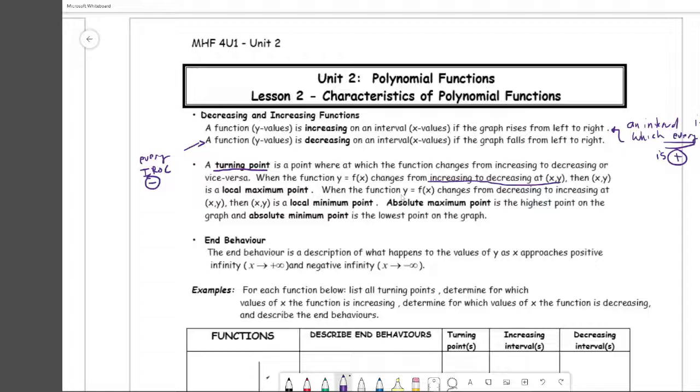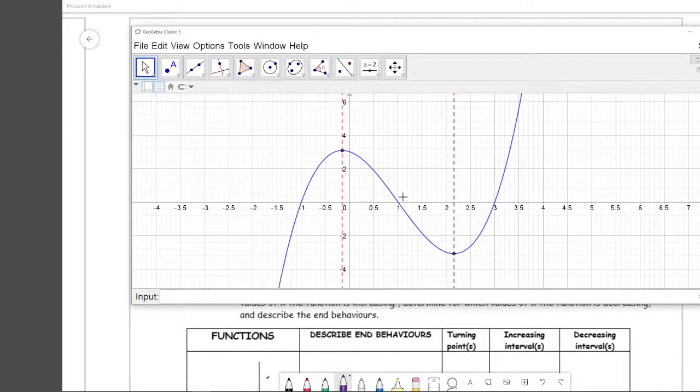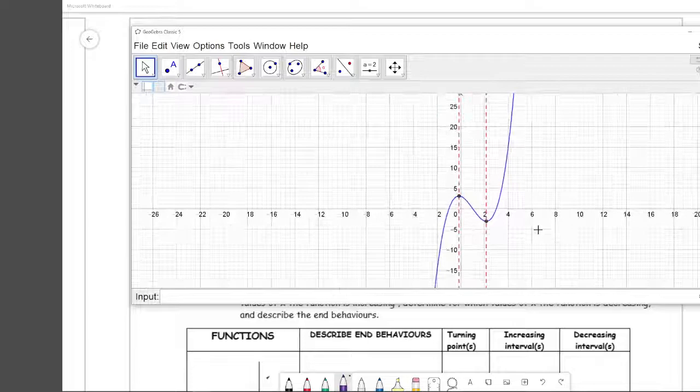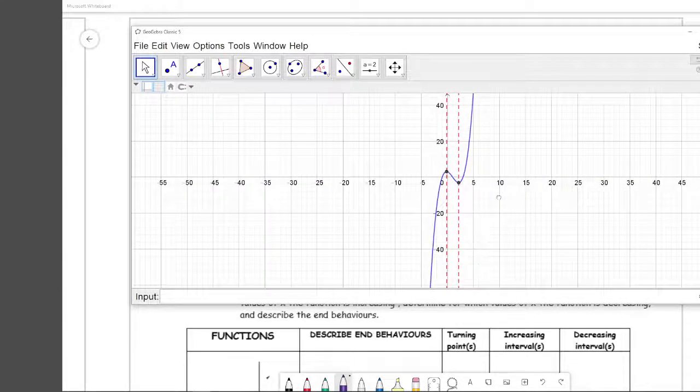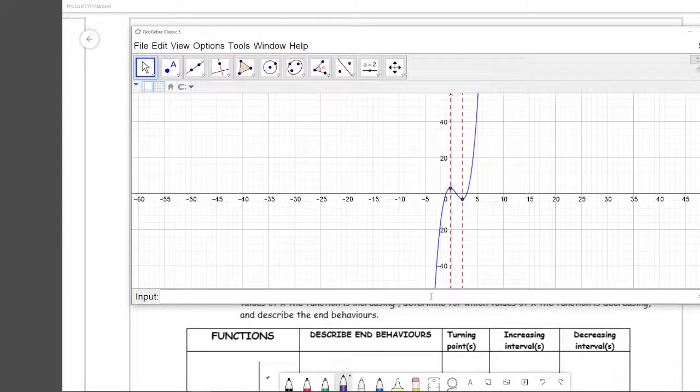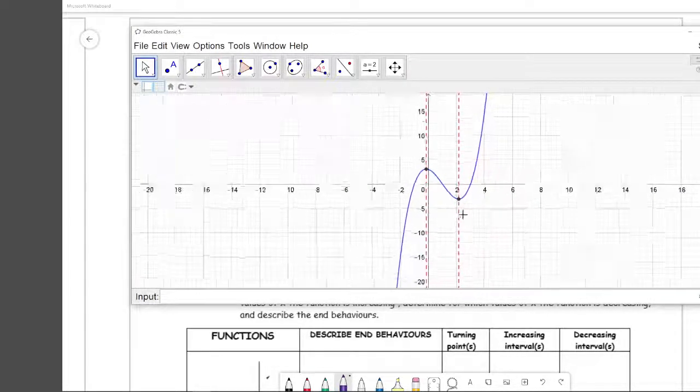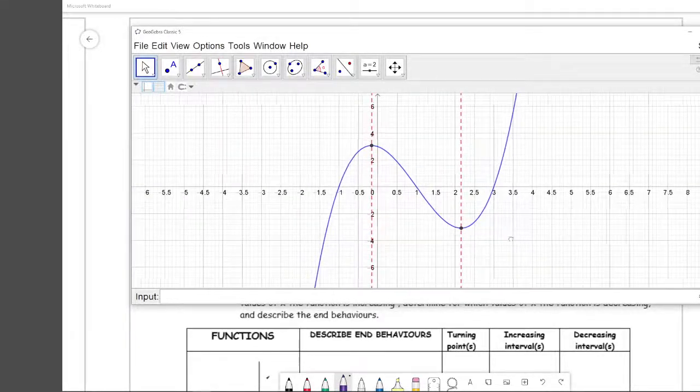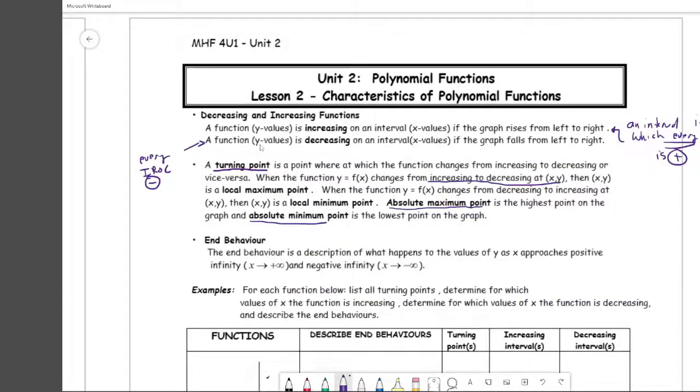This is a bit different than the term absolute maximum or absolute minimum, which would be the highest or lowest point on the graph, period. Now, notice that in my function, an absolute maximum or minimum don't exist because it goes down to negative infinity and it goes up to positive infinity. It does not have an absolute max or an absolute min. Not every function is going to have one of those. Not every function is going to have a local minimum or maximum either. It just depends on what function we're looking at.